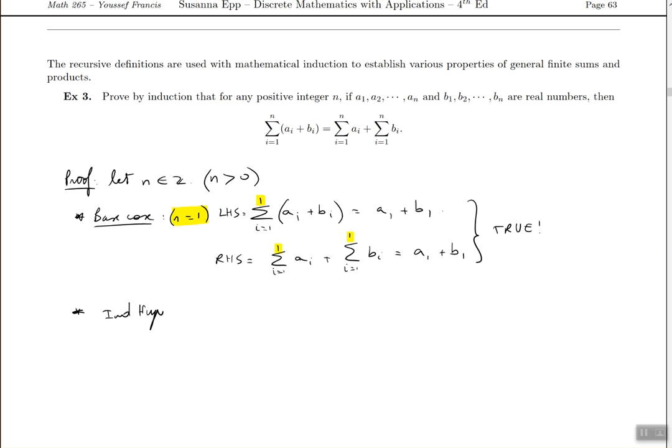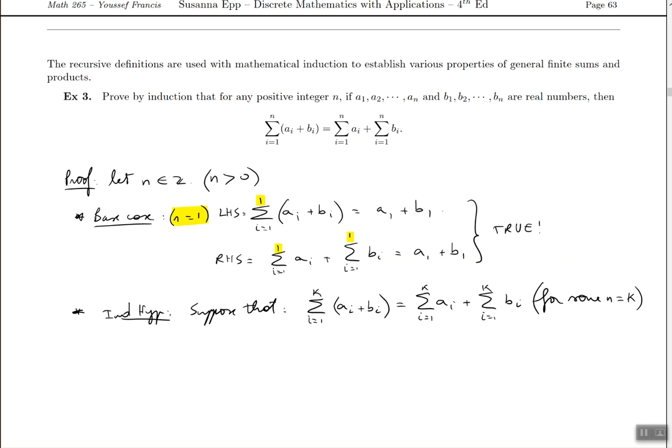So what's going on with the inductive hypothesis? Well, we're going to suppose that the theorem is true for some random number n equal to k, and then we're going to prove that it's true for the next one. We would like to show that it's true for the k plus first term. So sigma i going from 1 to k plus 1 of ai plus bi is equal to sigma i going from 1 to k plus 1 of ai plus sigma i going from 1 to k plus 1 of bi. Okay, so how are we going to do that?